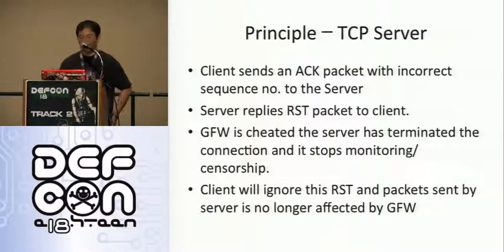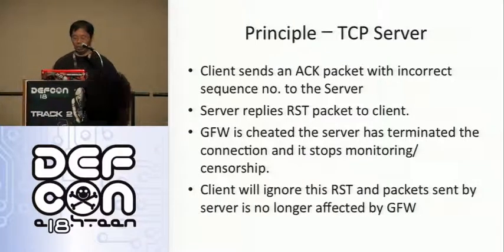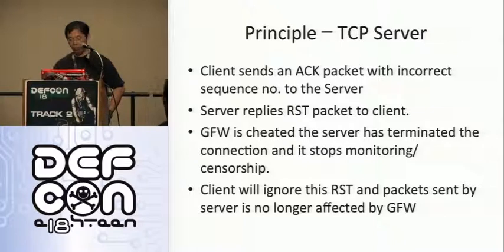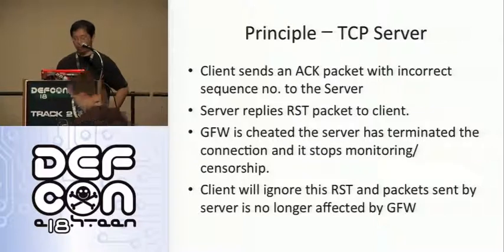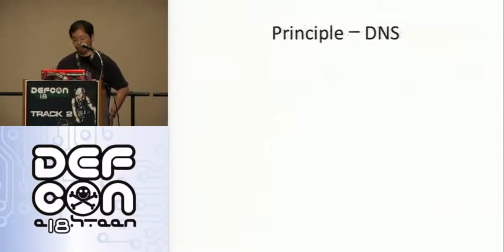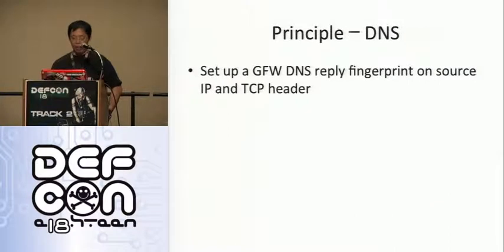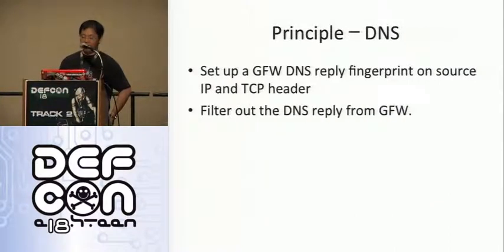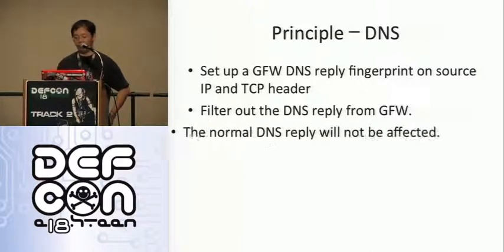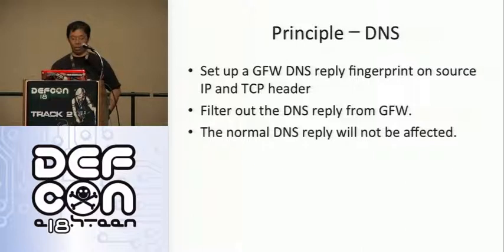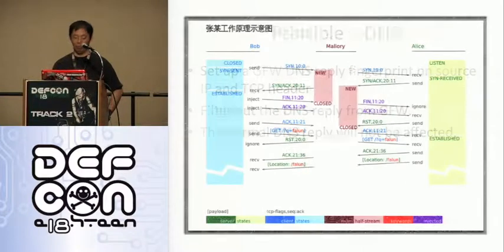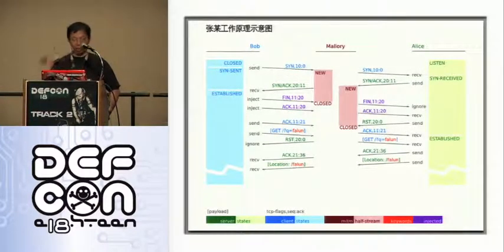Okay? It's very good. I love this kind of research and application. The client can ignore the reset packets sent by the server, so it is no longer affected by the GFW. And we can set up a GFW DNS reply fingerprint. If the fingerprint is posted by the GFW, we simply filter it out, right? The normal DNS reply will not be affected. This is the diagram, the flow.